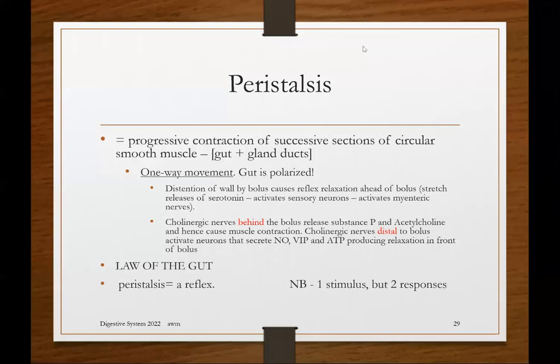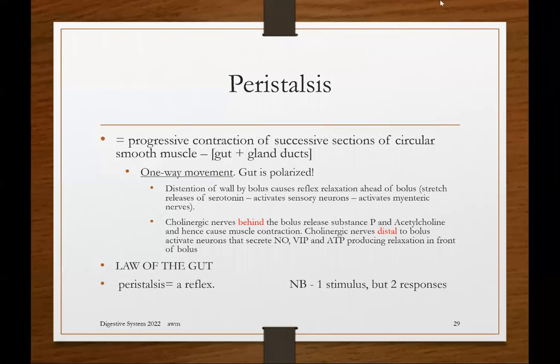Because of that, every time you get distension, you'll always get contraction behind the distension, and ahead of the distension, you get relaxation. So you're going to get a one-way movement. The contents will always be moved forwards, from the mouth end towards the anus. So we say that the gut is polarized.